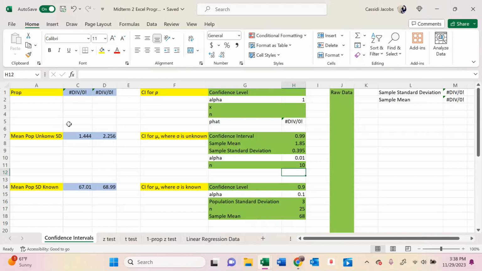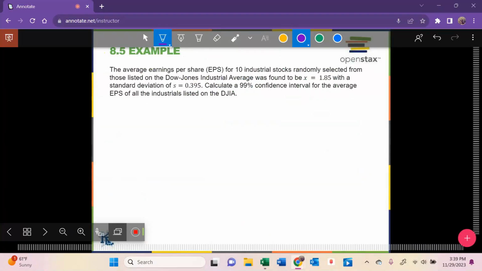And you can see once I enter that, I get a final solution here. So we have 1.444 to 2.256. So our confidence interval here is that our true population mean will fall between 1.444 and 2.256.